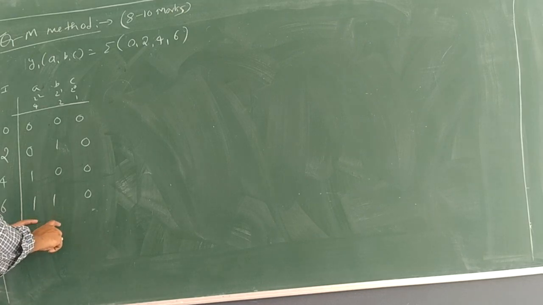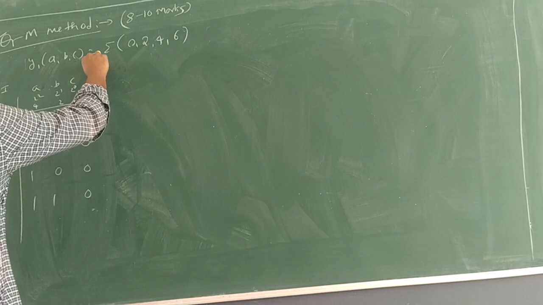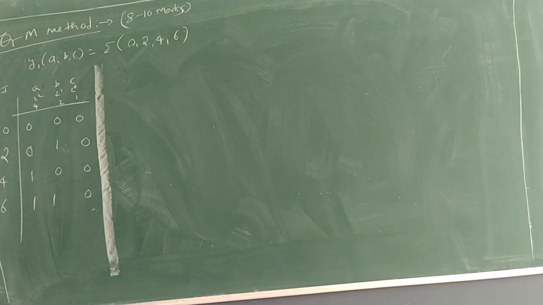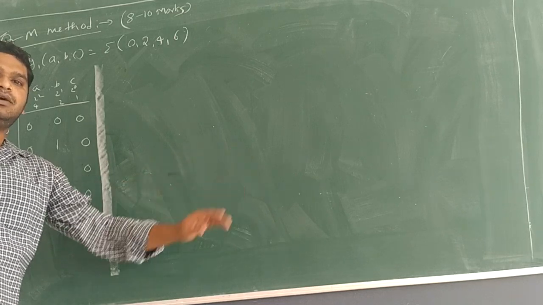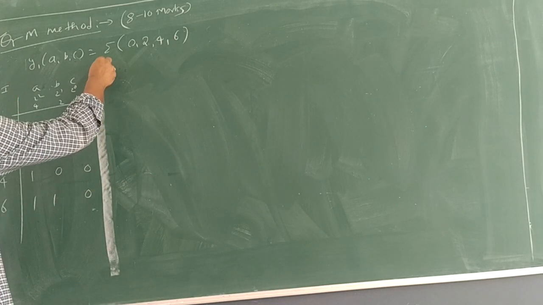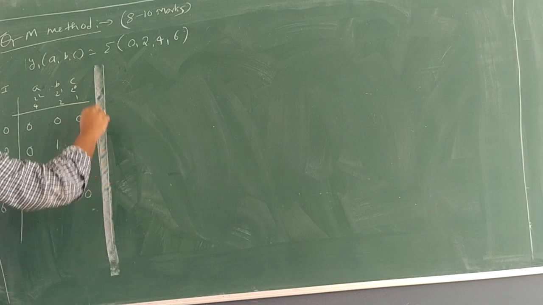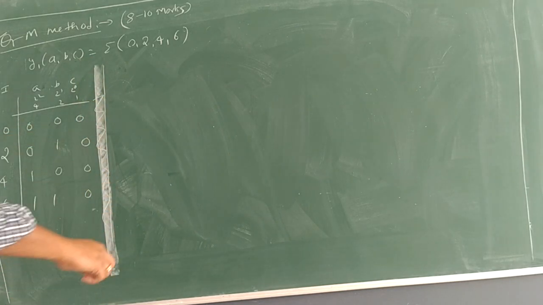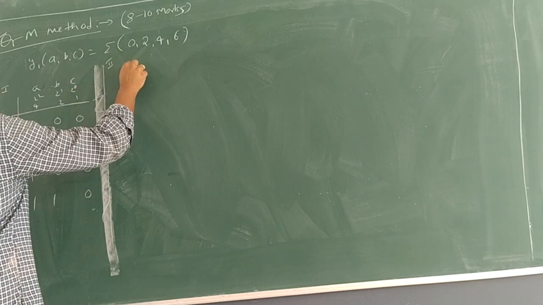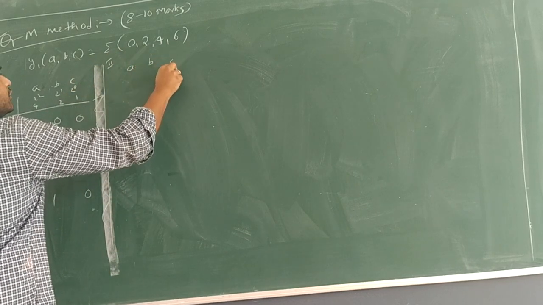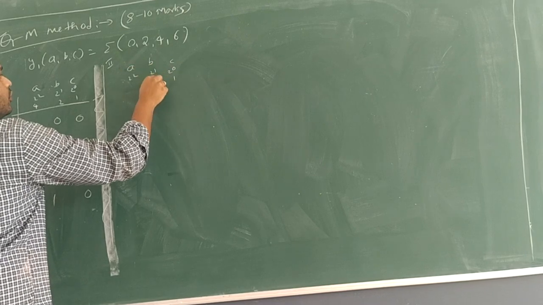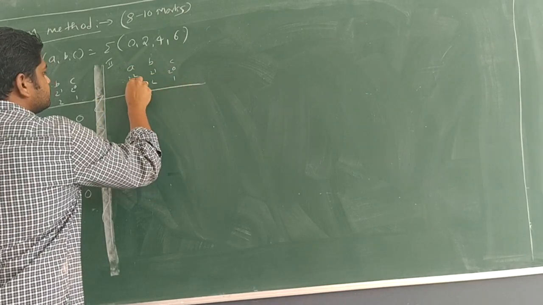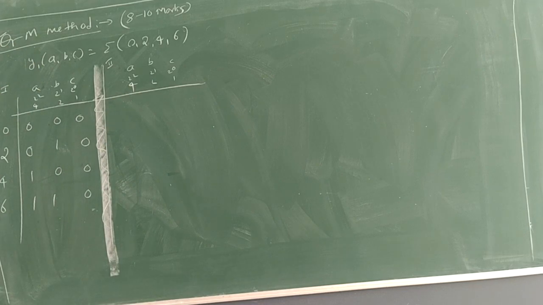So this is called step 1. Once you finish step 1, separate it by a line so that you will get different levels. Now step 2. Again A, B, C, with 2 raised to 0, 1, 2, that is 1, 2 and 4.